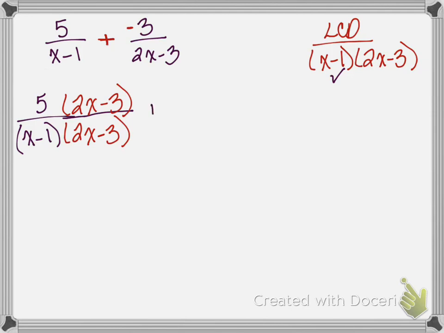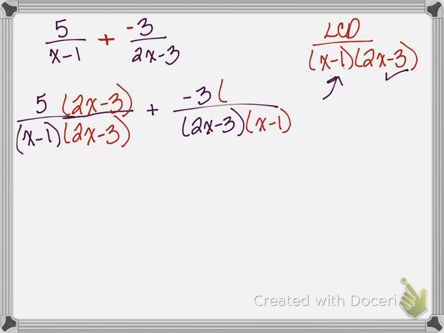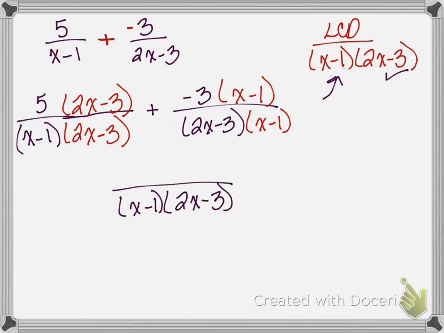Now, I've got plus negative 3 over 2x minus 3. So for this one, I've got 2x minus 3 accounted for, but I'm missing the x minus 1. So it's the x minus 1 that I'm going to multiply times the top and the bottom. So my new denominator is x minus 1 times 2x minus 3. You can multiply that out if you want to, but I will tell you that most students don't. Most students do not multiply that out.